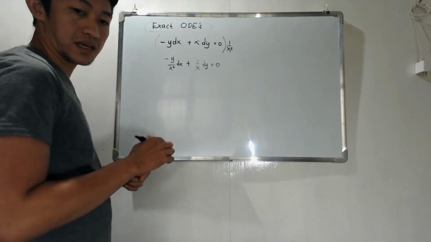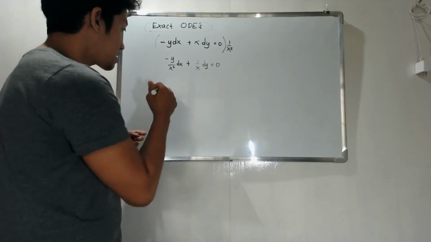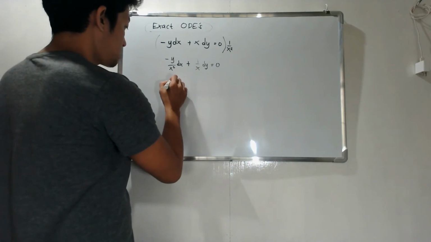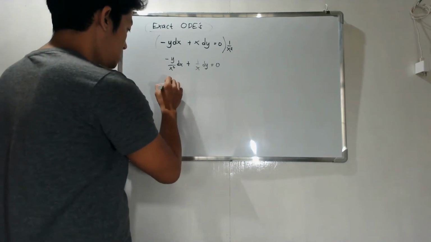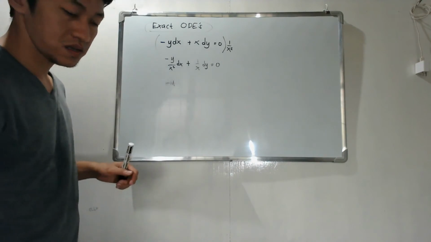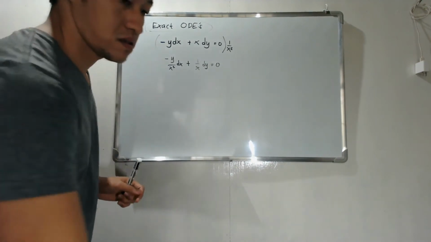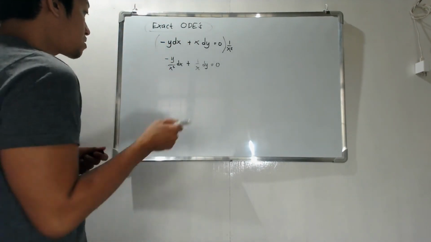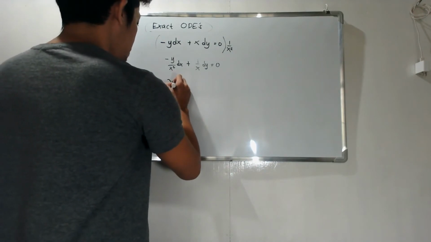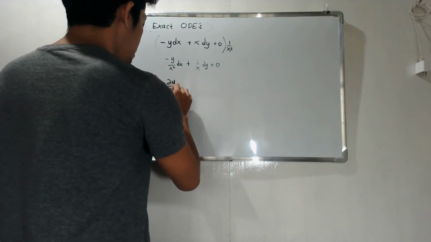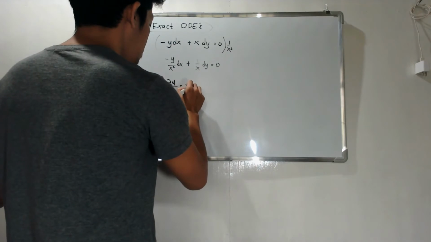Okay, we test for exactness. You have partial of m with respect to y equal to negative 1 over x squared.